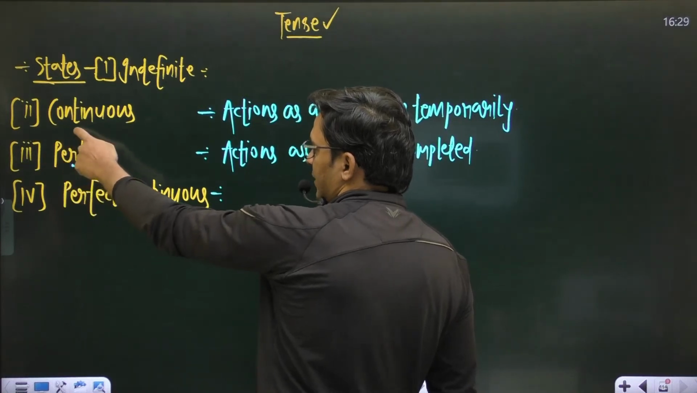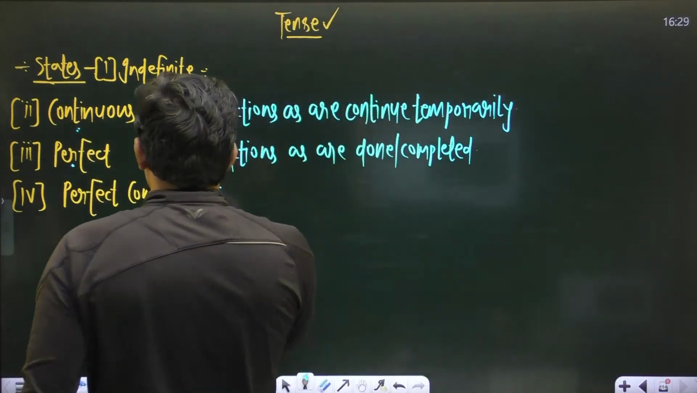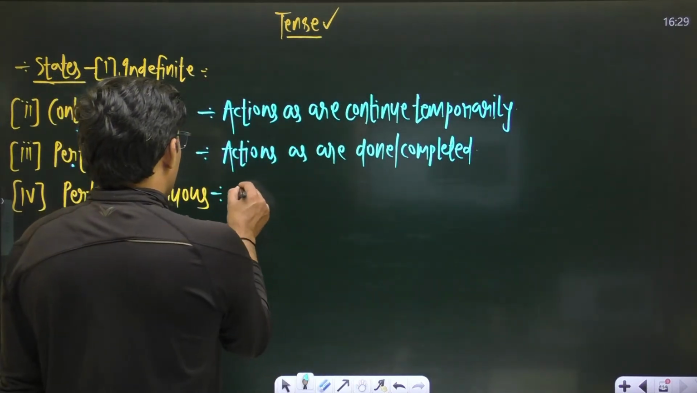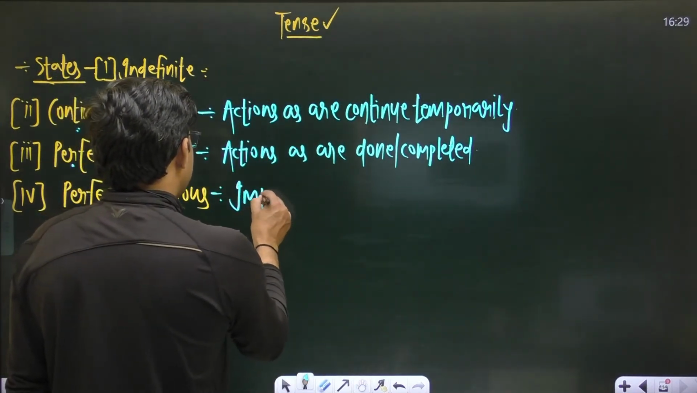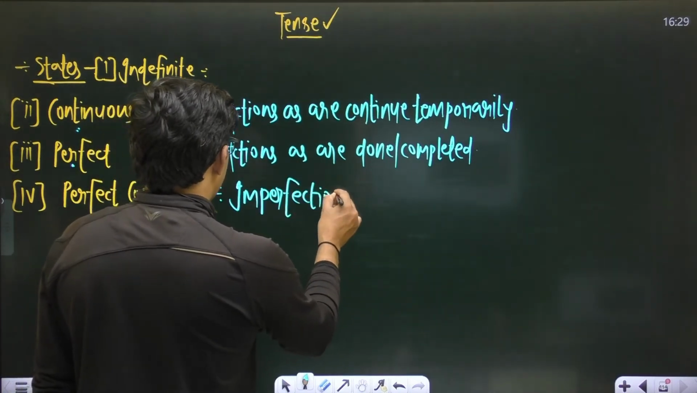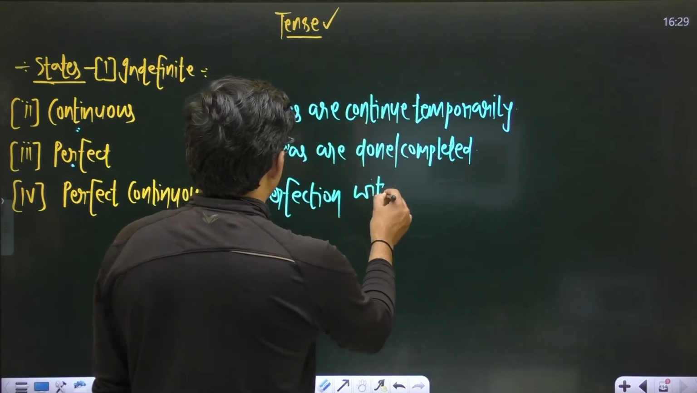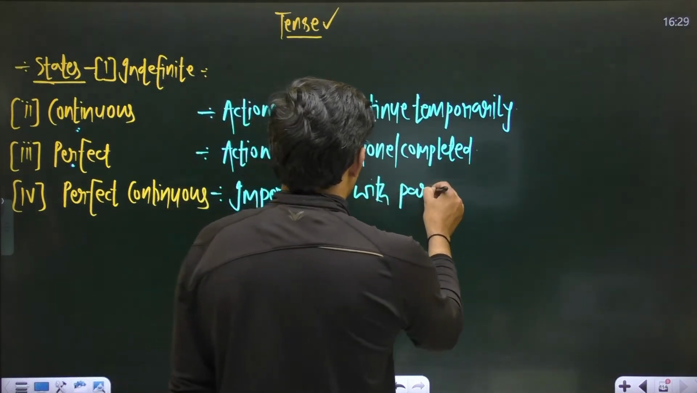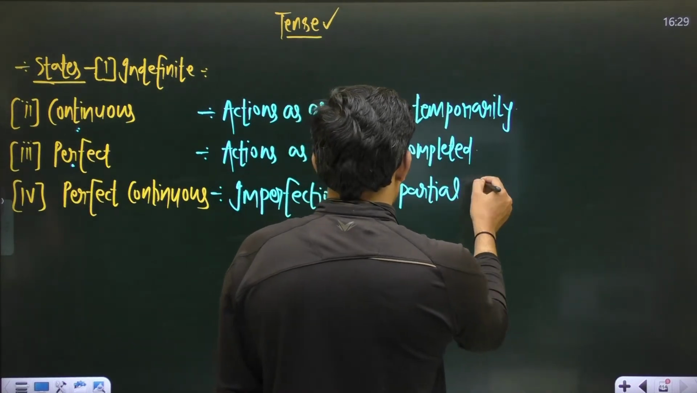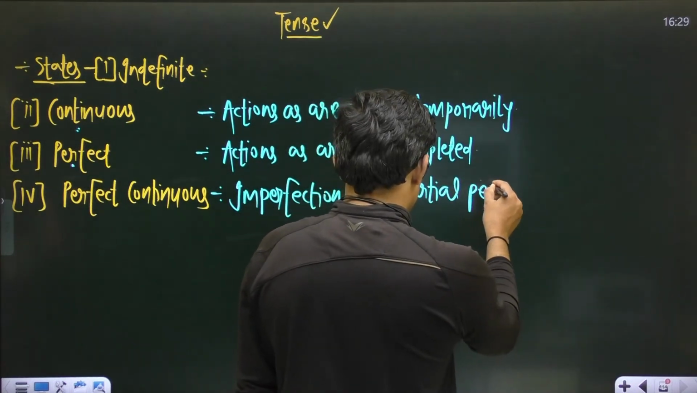Okay, perfect continuous, as you know, is the combination of both states. First one is perfect and second one is continuous. So in perfect continuous, we talk about actions with imperfection with partial perfection. What is imperfection with partial perfection actually?